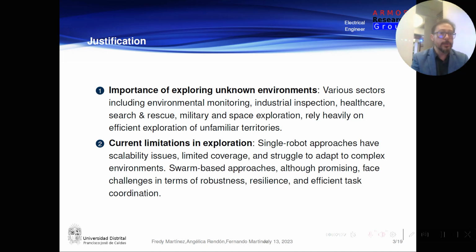Second, most of the current solutions have limitations in exploration, mostly in the case of a single robot approach. In these cases, we have problems in scalability, the control, the coverage. We are working most of the time in coverage. And even with complex real environments. That is one of the more important things for us. We want to work with the swarm-based approach. We have problems in this case, but we think it's more efficient for real environments.